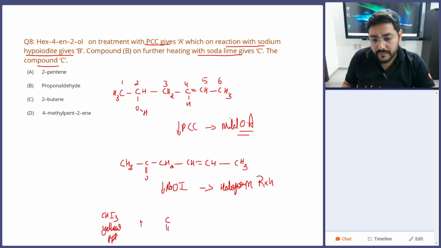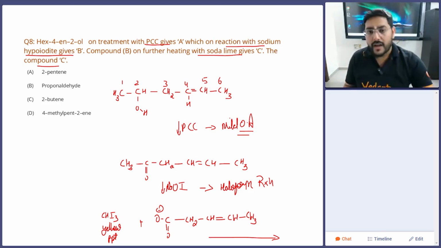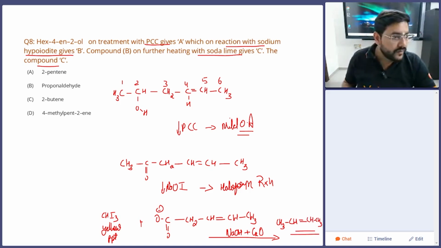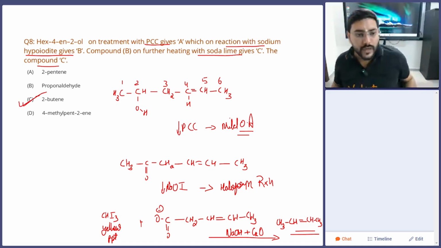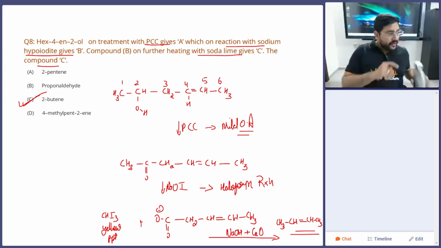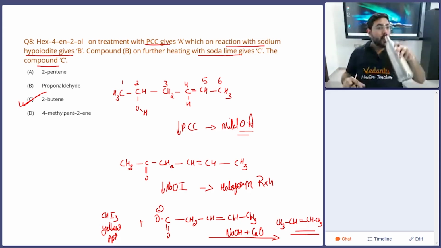And we get the carboxylic acid salt. Now CH2, CH double bond CH, CH3. If you perform decarboxylation, why am I saying decarboxylation? Because soda lime is given, NaOH in the presence of calcium oxide. So the decarboxylation reaction takes place and we get CH3CH double bond CHCH3. Is this part clear? So can we say it is 2-butene? Is this question clear to you guys?